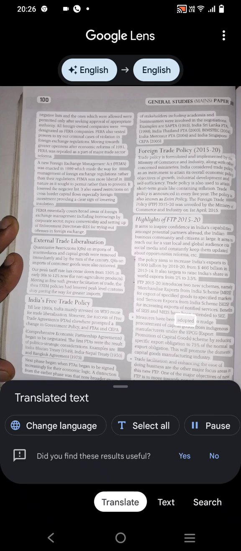Measures have been adopted to nudge procurement of capital goods from indigenous manufacturers under the EPCG, Export Promotion of Capital Goods, scheme by reducing the specific export obligation to 75% of the normal export obligation. This will promote the domestic capital goods manufacturing industry. Trade facilitation and enhancing the ease of doing business are the other major focus areas in this new FTP. One of the major objectives of the new FTP is to move towards paperless working in a 24/7 environment.